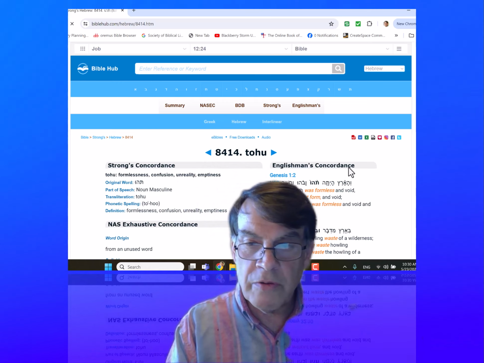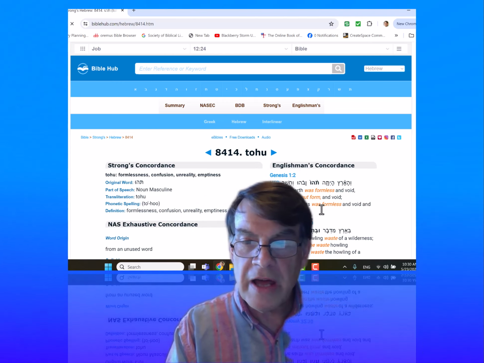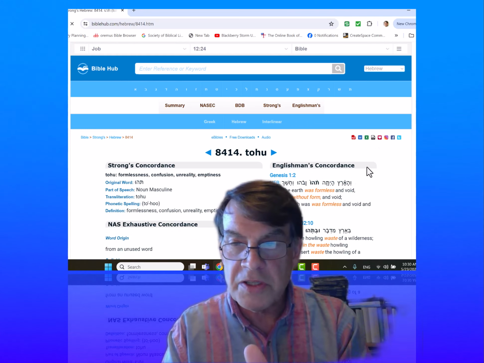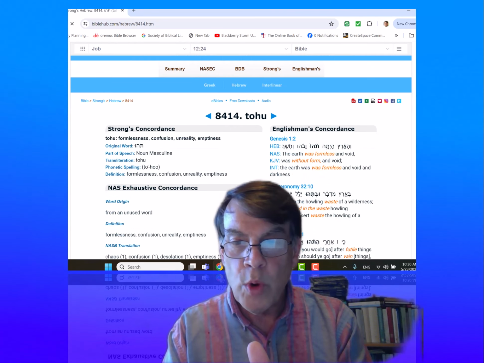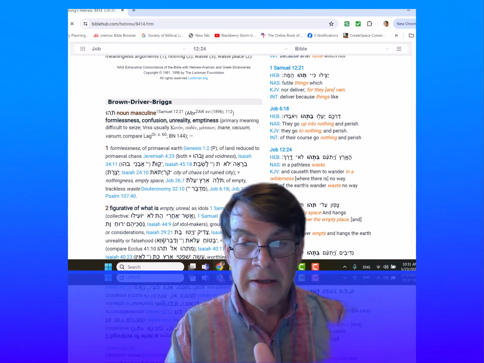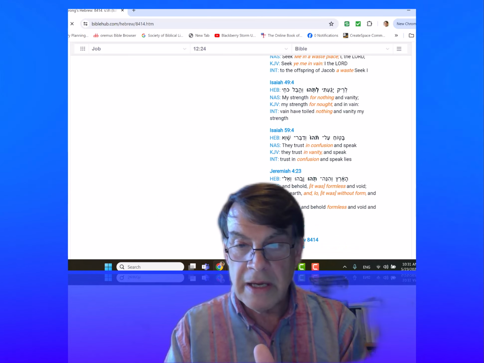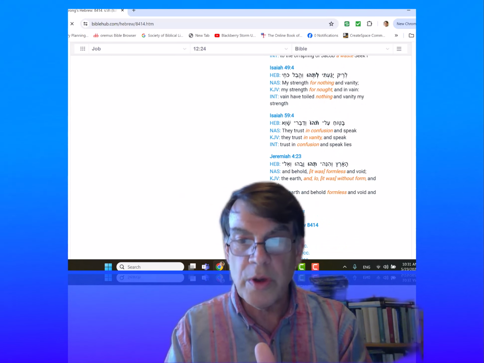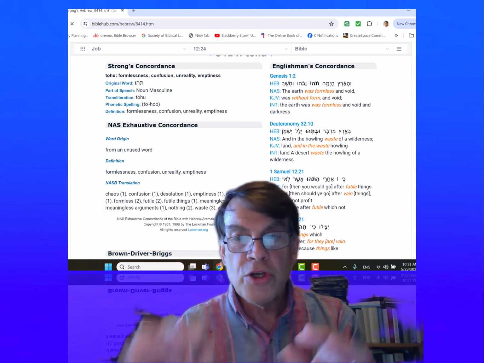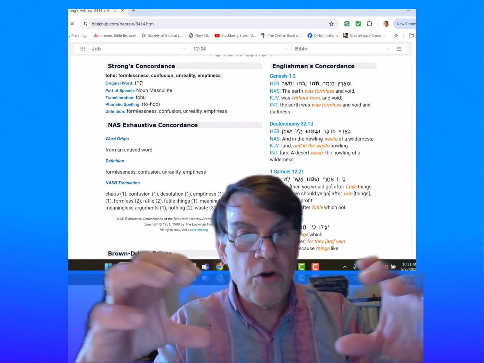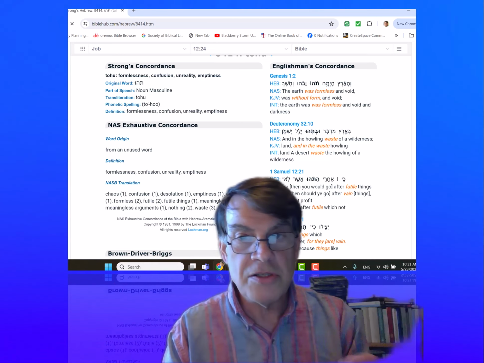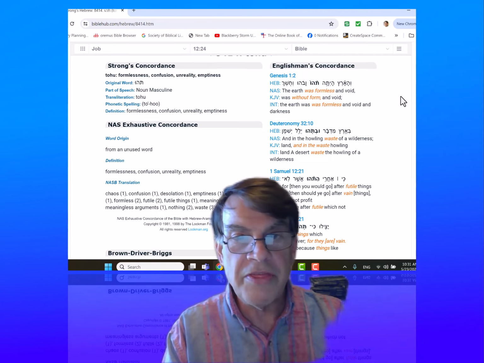Here, if you'd hit the E, you would have gotten, in its own dedicated form, Englishman's Concordance. This is going to be useful because this is telling you all the places where tohu is used in the Old Testament. Turns out not to be a whole lot. Well, actually, there are several places there. 20 occurrences of tohu. Tohu vavohu, as a phrase, formless and void, only appears a few places. Tohu appears more than vohu, I think.